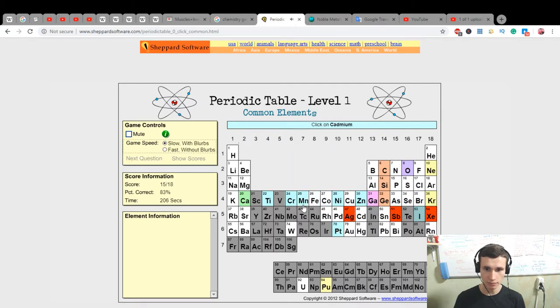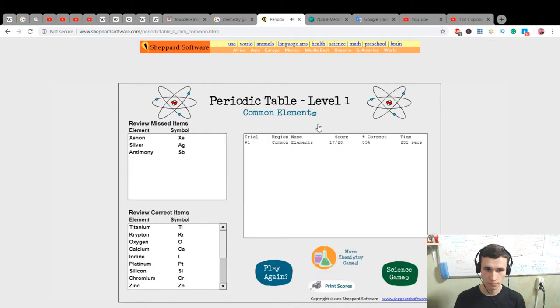Gallium. Yes. Cadmium. Where's cadmium? Here. Right. Okay. Aluminum. Great. That's all? Play again.